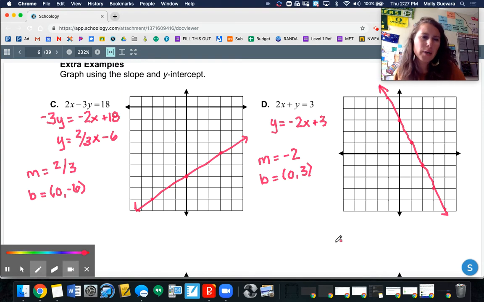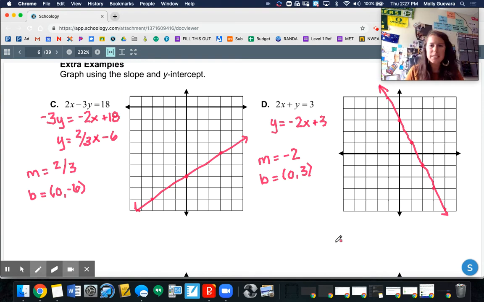Okay, so check your work here for problems C and D. You should have solved for y here, which would have gotten you a fraction, and that's totally okay. I would normally leave it as a fraction, just because then it's easier to graph as a slope. So you should have gotten a slope of 2 over 3, and then a y-intercept of 0, -6. So I started at -6, I went up 2 over 3, or down 2 to the left 3.